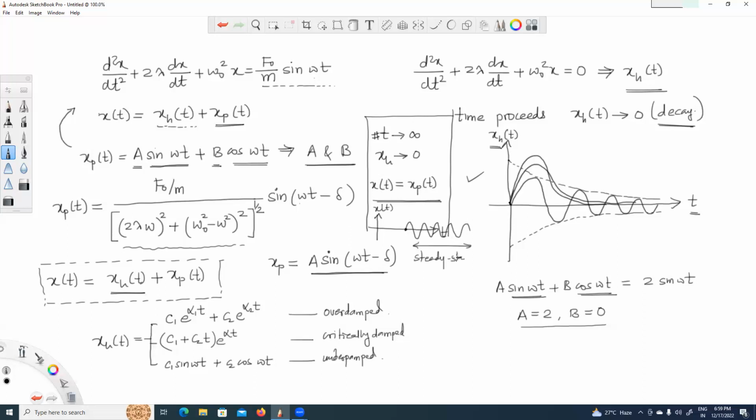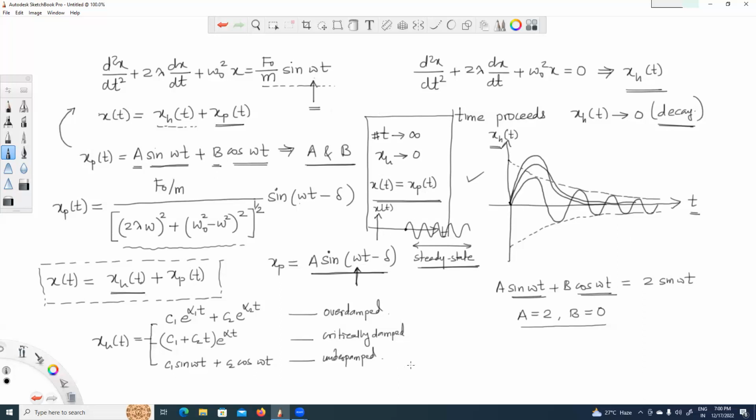This solution is called steady state. Why steady state? Because it is not going to decay at all. It will keep oscillating with the same amplitude, even if I continue this experiment forever. It will keep oscillating with the frequency equal to the forcing frequency omega. So look at this solution xp again: it is periodic in nature, and its frequency omega is exactly the same as the forcing frequency omega, right?